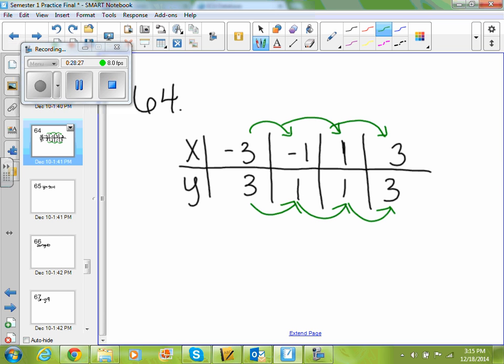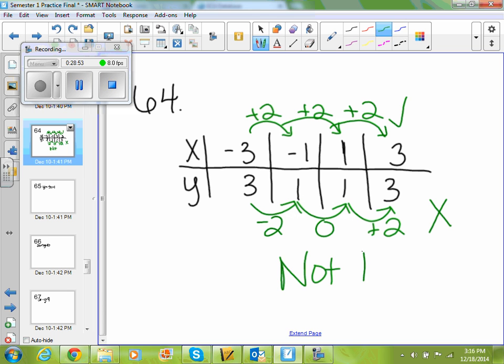Not on this one. You're going to graph on the next one. Okay, so what do we do to get from negative 3 to negative 1? Add 2. And negative 1 to 1 is add 2, and 1 to 2 is add 2. So that's all good, right? All those are the same. Okay, what do I do to get from 3 to 1? And from 1 to 1? 0, and from 1 to 3? Add 2. Is that the same? No. So then this is not linear.